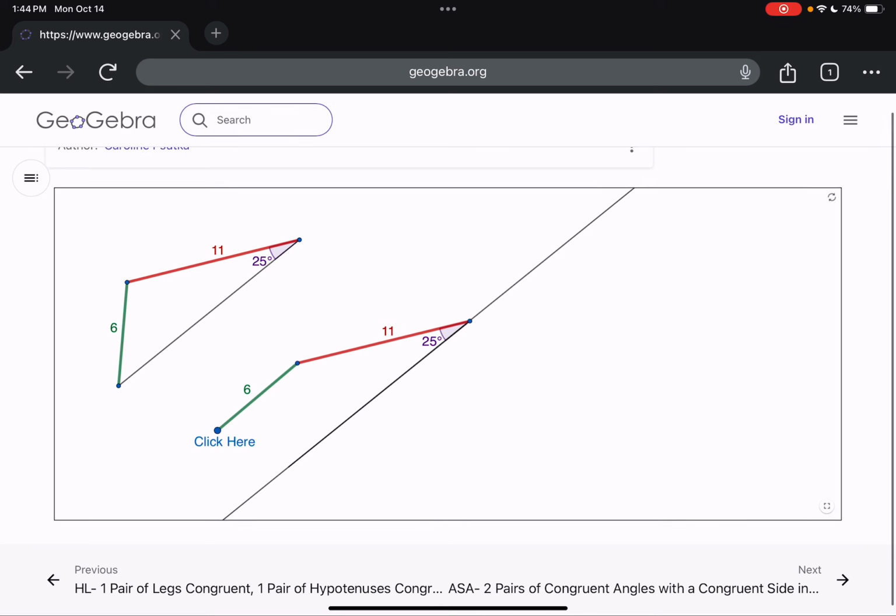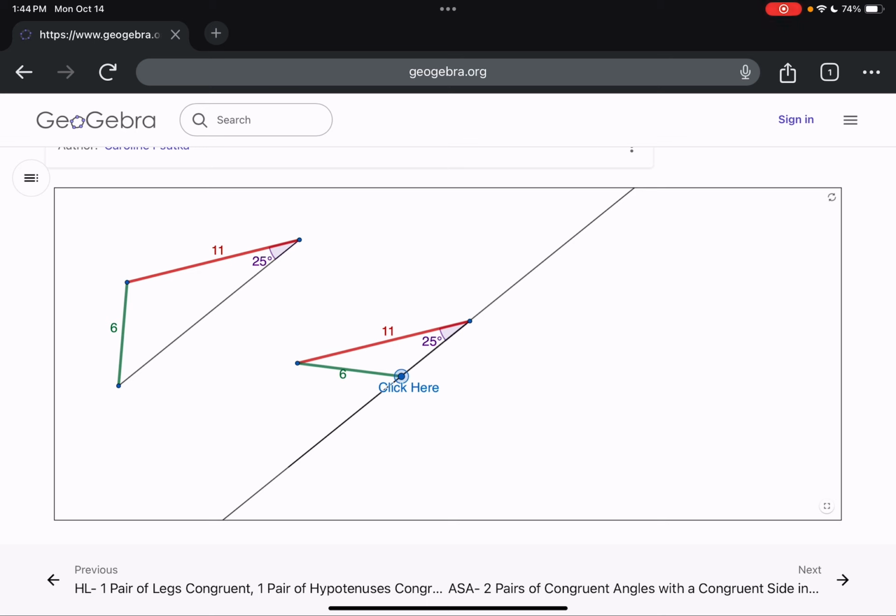Can I make more than one triangle, right? So I have 2 triangles where they have 2 sides next to each other that are congruent, a side of 6 and a side of 11, and then a congruent angle that's 25. If I take this line, I can make a triangle that looks like the one that we started with. But I can keep going with this line, and all of a sudden, hey look, there's another triangle I can make that has the same arrangement of side, side, and angle.